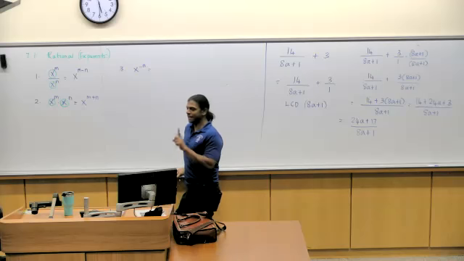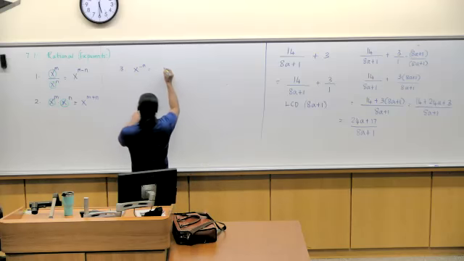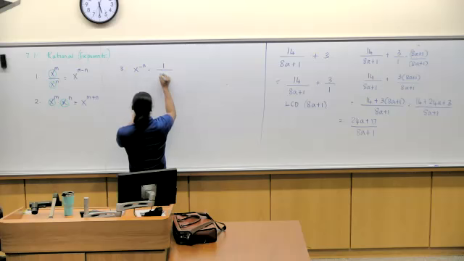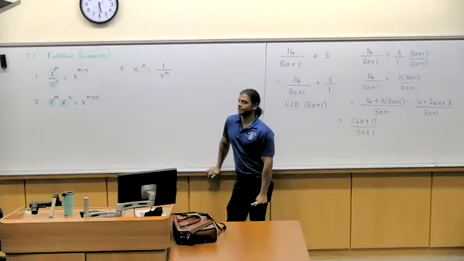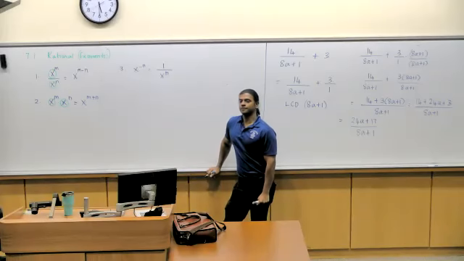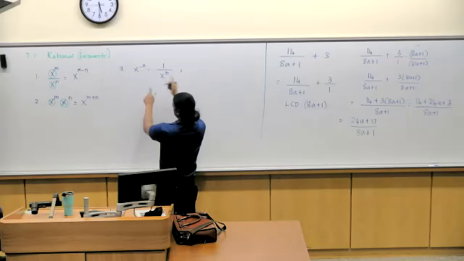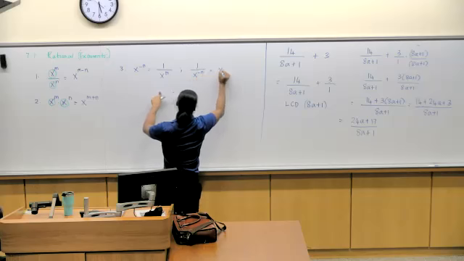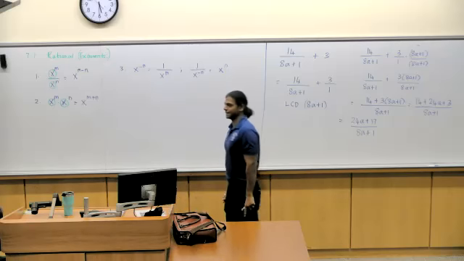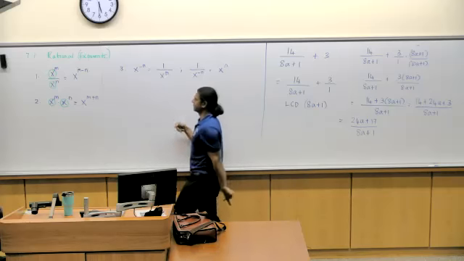If I have x raised negative n, it is the same as saying 1 over x raised n. Likewise, the same thing, just an extension: 1 over x raised negative n is the same as x raised n. They are one and the same, I'm just cross multiplying.